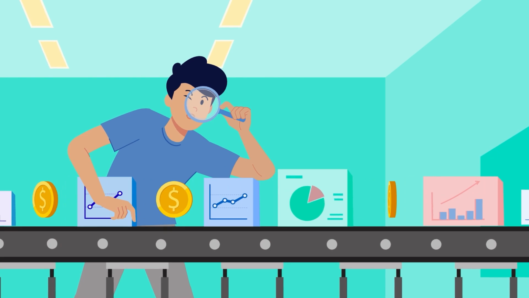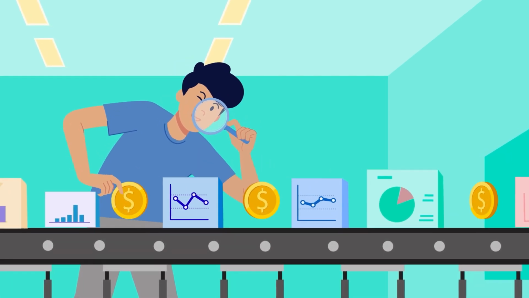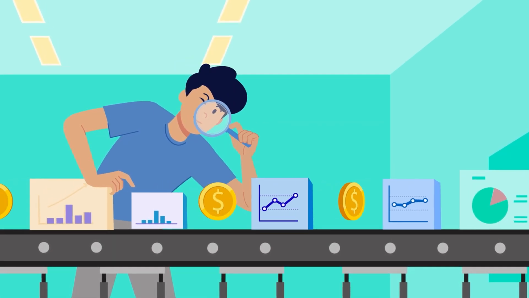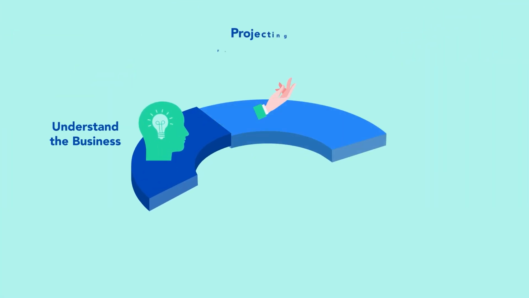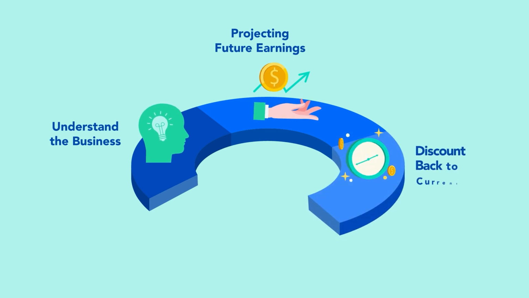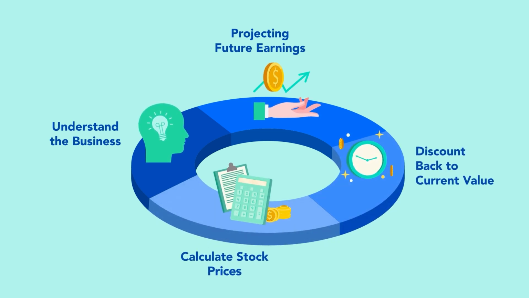This process involves a careful examination of a company's financial health and future prospects, ensuring you make informed investment decisions. Understand the business. Projecting future earnings. Discount back to current value. Calculate stock prices. Now, let's delve deeper into each phase.